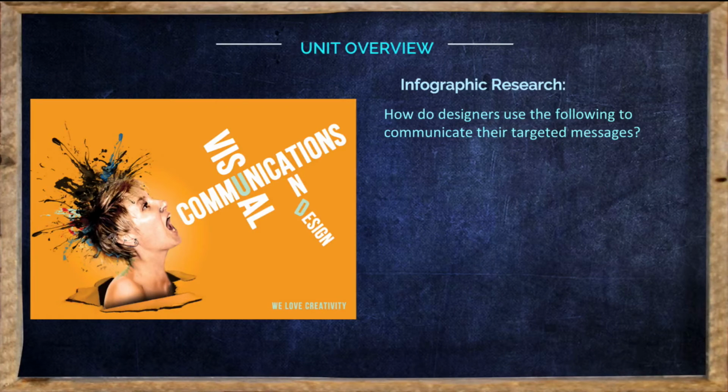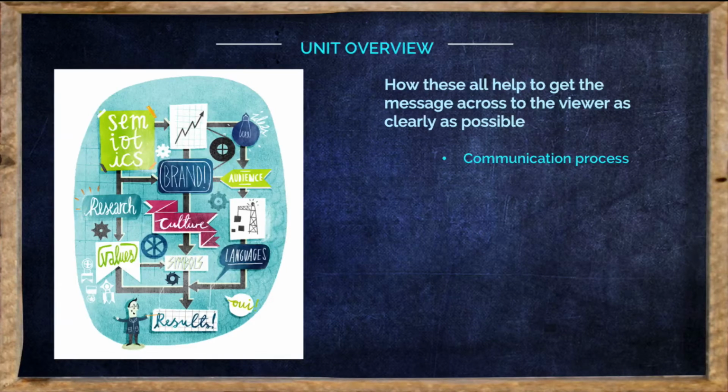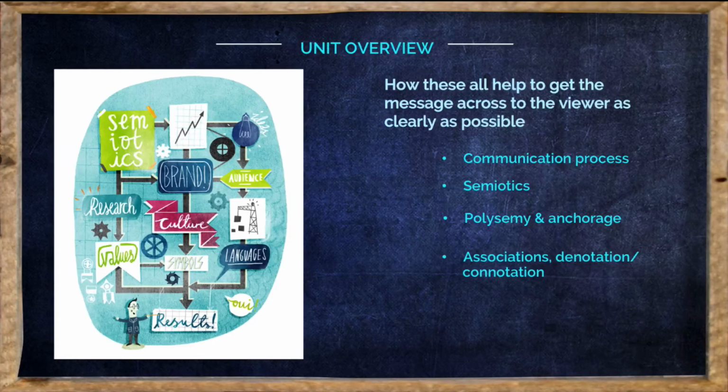So again, to show that you understand how the imagery has been created and what is being communicated, you're going to use your visual communication sessions. Go back over your old sessions and look at communication as a process, semiotics, polysemy and anchorage, associations, denotation, connotation. So you can reuse some stuff from your other projects. Just make sure that when you include it, you edit it so it's appropriate for this project.